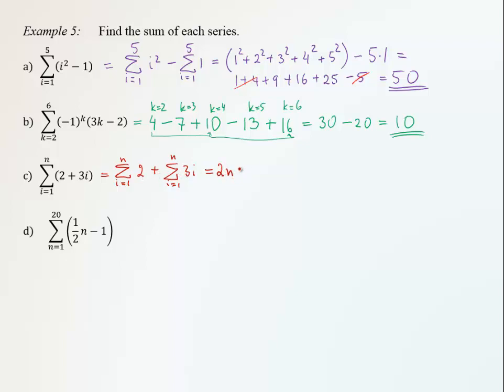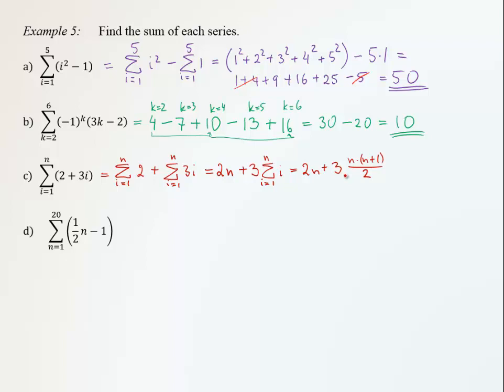Then we can pull the 3 as a common factor out of the sigma notation, and we end up with something that we know the formula for. It's a sum of consecutive numbers from 1 to n. So we have 2n and then plus 3 times this sum from the previous slide, n times n plus 1 over 2. So we already have the final expression.